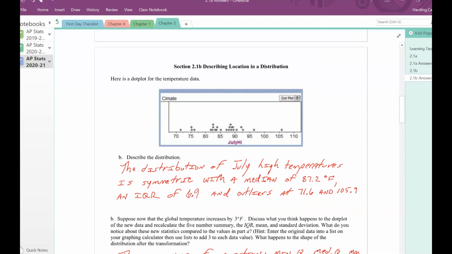All right, well, let's take a look at this next question. It says, suppose now that the global temperature increases by 3 degrees. Discuss what you think happens to the dot plot of the new data and recalculate the 5-number summary, the IQR, mean, and standard deviation. Imagine for a second what will happen to all of these values as it increases by 3. What will happen to the shape? What will happen to all of those summary statistics? We can do this fairly quickly in the calculator.